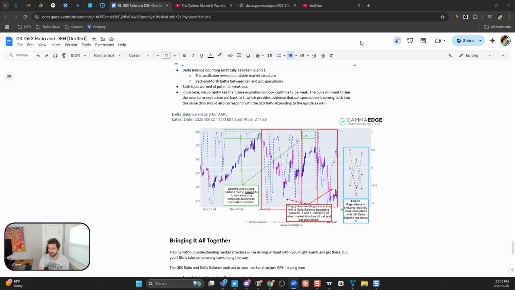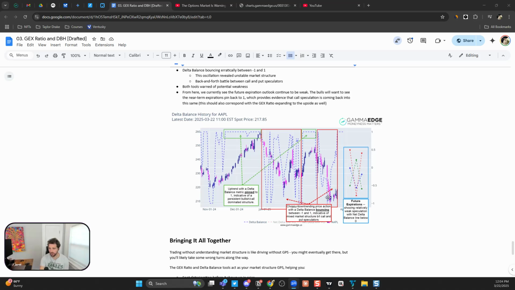And so as we sit right now, price is bumping along the lows. Delta balance was pinned to 1 for a few days. However, looking out into the future, we can see that those conditions are really not expected to persist. Expecting to see a little bit of weakness here. So we'll see if that actually comes to fruition or not, but we just understand again, right?